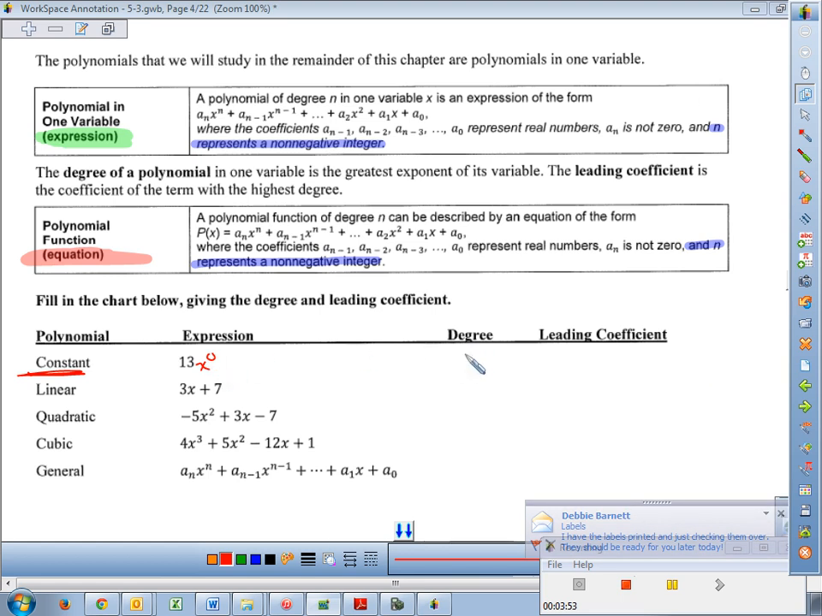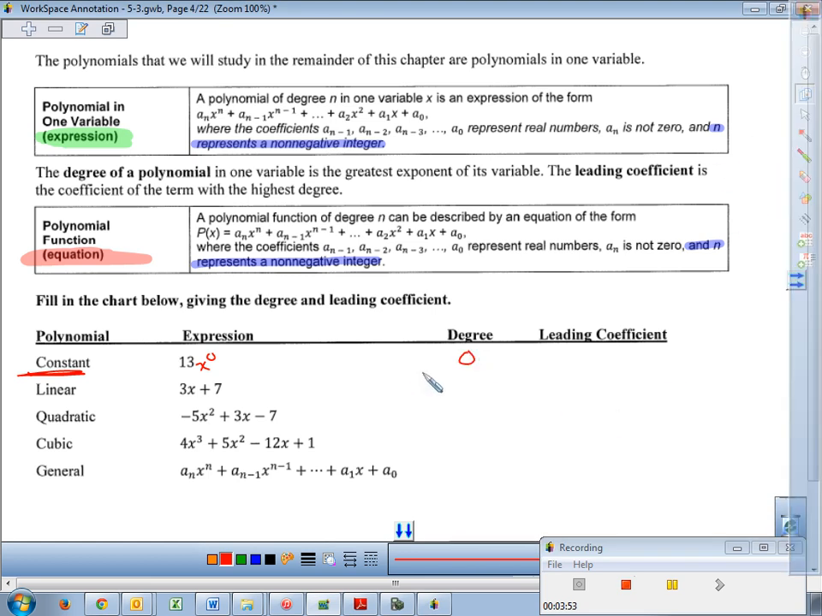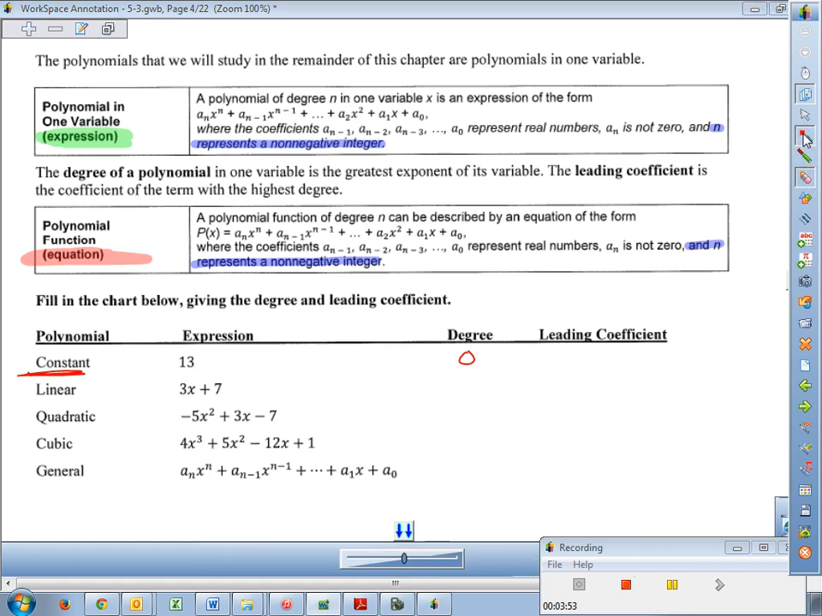So what's the degree of this puppy? It's got degree 0, right? Because there weren't any variables in there in the first place. Then they ask you what the leading coefficient is. Well, the leading coefficient is the coefficient of the term with the highest degree. Isn't it just plain old 13 in this situation?